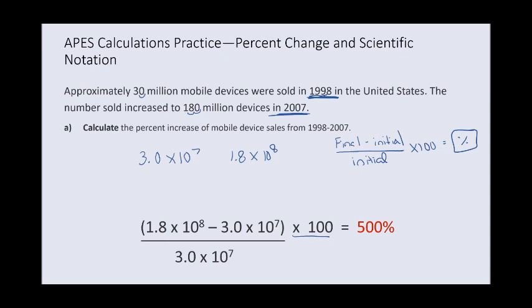So remember, when we subtract exponents, the exponent has to be the same. And so to do this, you would just move this decimal over 1, and that would make this 18 times 10 to the 7. Now we're all in the same exponent. 18 minus 3 is 15. 15 divided by 3 is 5. So, 5 times 100, that's what gives us our 500. Notice, though, I still want to make sure that I put my percentage in the answer.